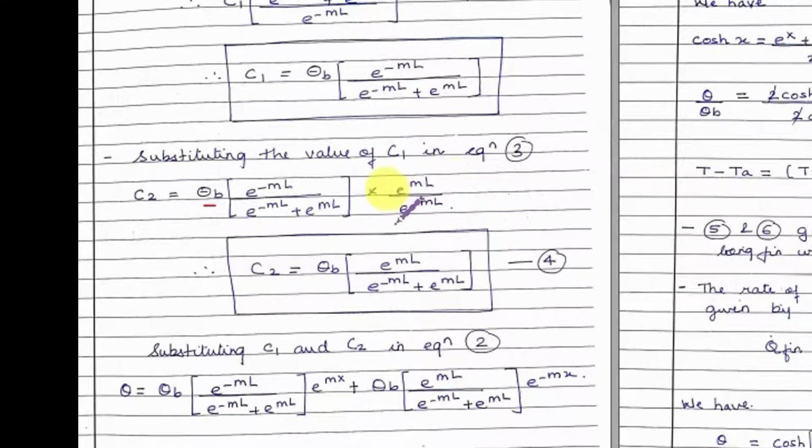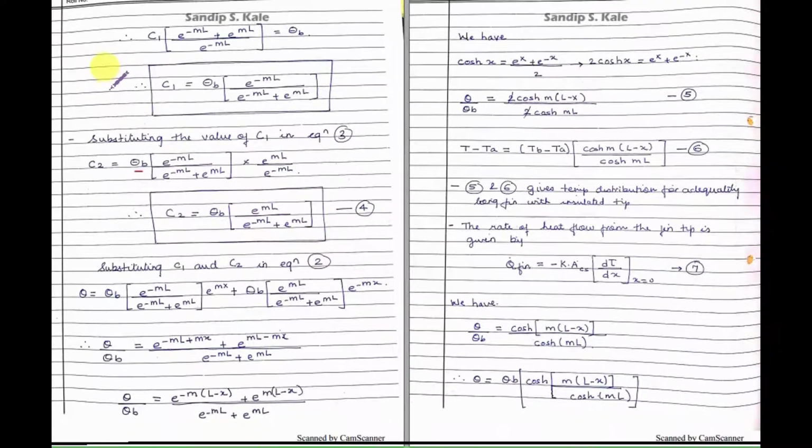So what will happen? This minus ml and this minus ml, it gets cancelled. So what are you left with? You are left with this term divided by this term. So that is e to the power ml divided by e to the power minus ml plus ml. So name this as equation number 4. So we have found out the value of c1. We have found out the value of c2. Now substitute both these values in equation number 2.